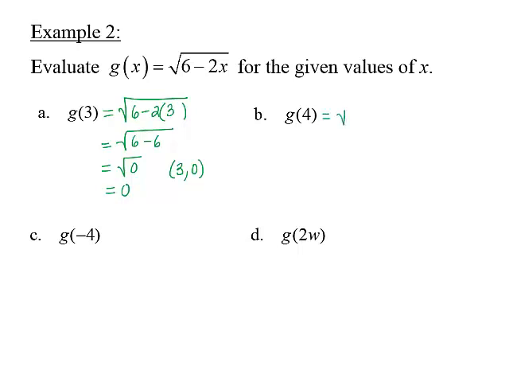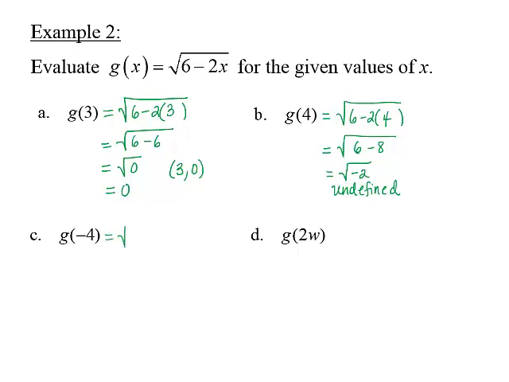To find g of 4, we do the same replacement. We get the square root of 6 minus 2 times something. Our something in this case is 4. We get 6 minus 8 in the square root, which is the square root of negative 2. This is an imaginary number, but for functions we are wanting a real number as an output, and so we would say that g of 4 is undefined. That is, that 4 is not in the domain of this function.